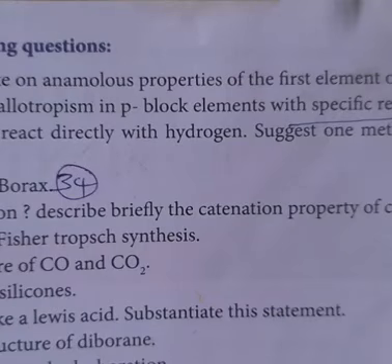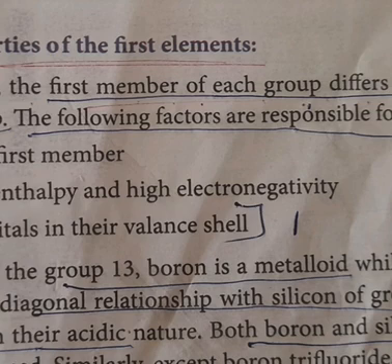Next we can mark the book back questions. Page number 55, question number 1. Please all of you turn to page number 55, question number 1. Write a short note on anomalous properties of the first element of p block elements. The answer is in page number 29, the last paragraph.